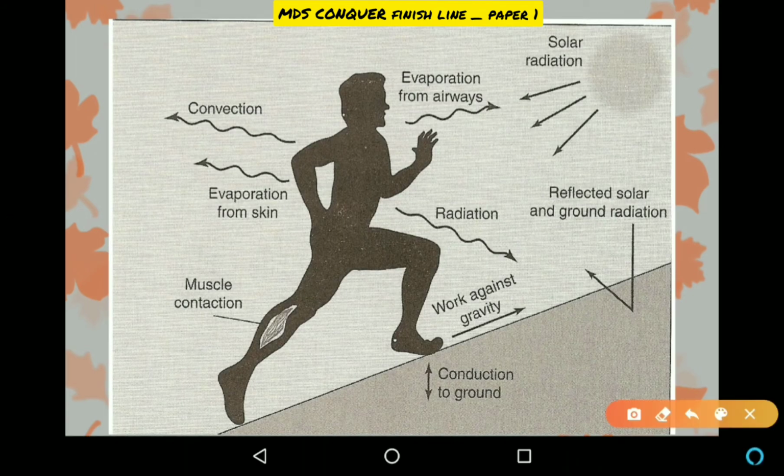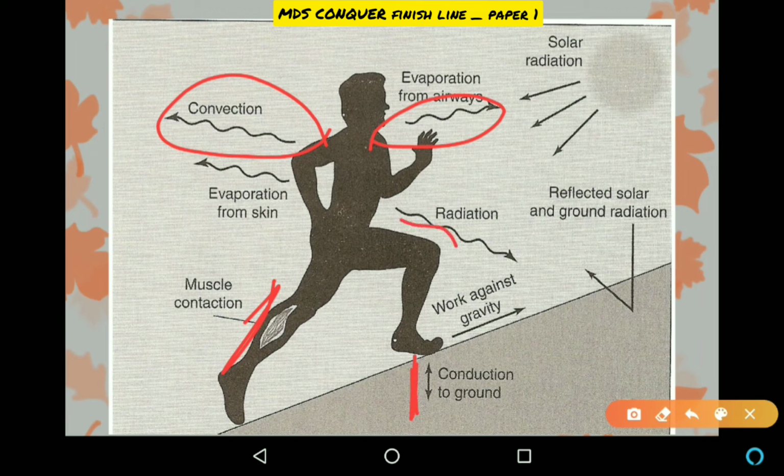You can see here, I think this is very easy to draw also. Here you can see evaporation from the body, convection from the body, and this is mainly because of muscle contraction, conduction from the ground, and radiation coming from the sun. These are the different methods which help in heat loss and heat gain from the body.